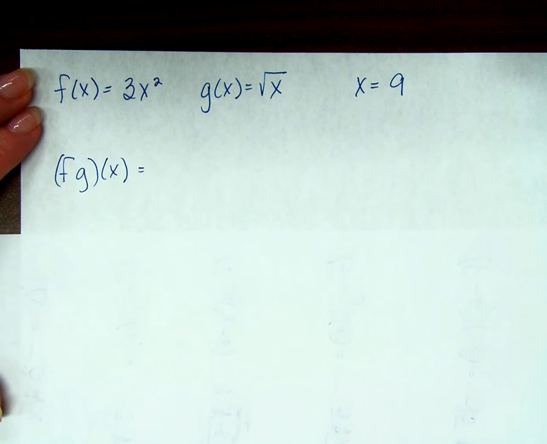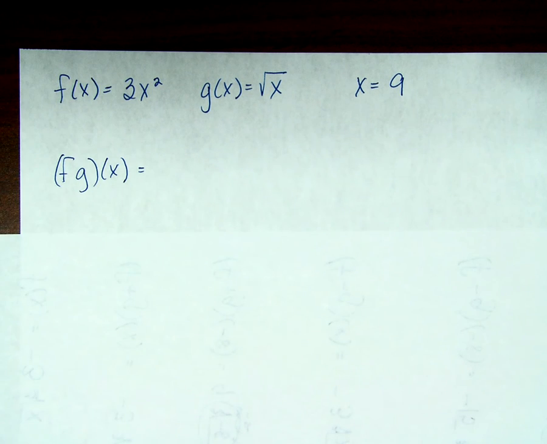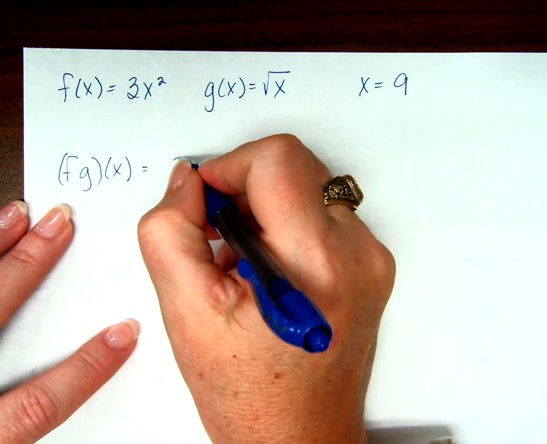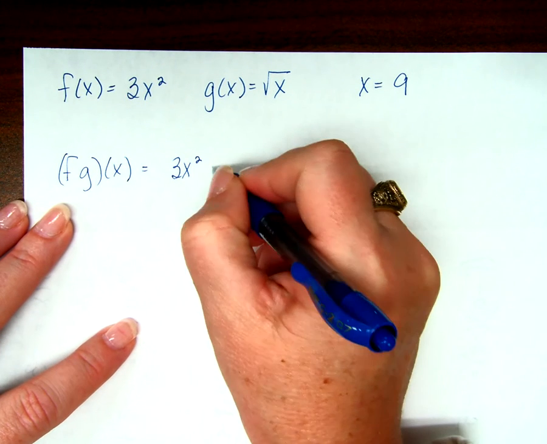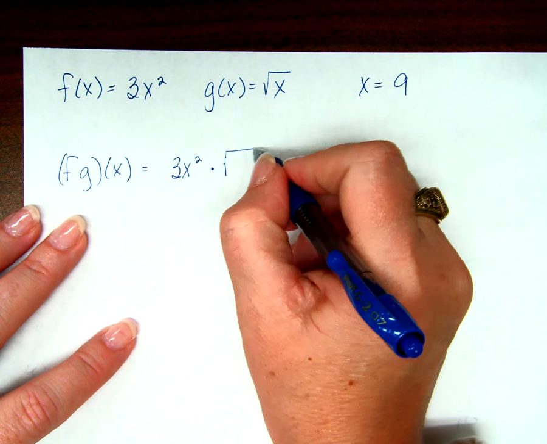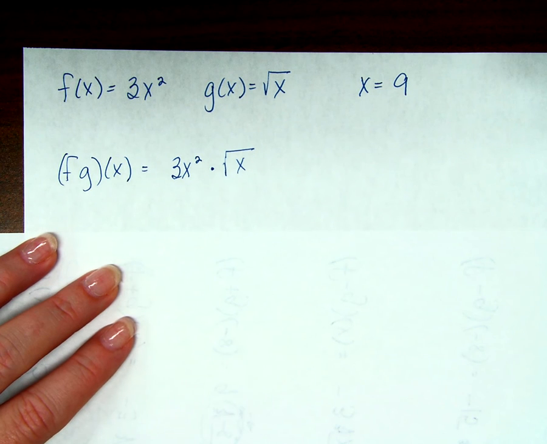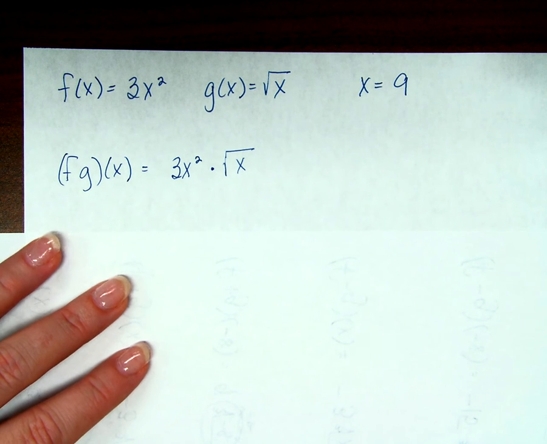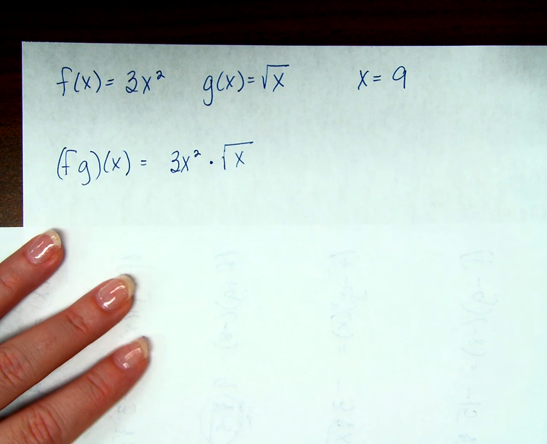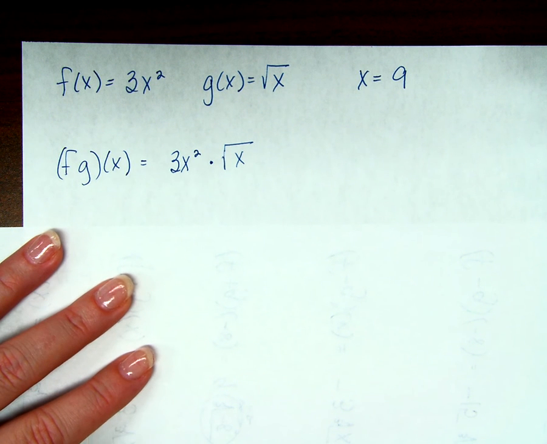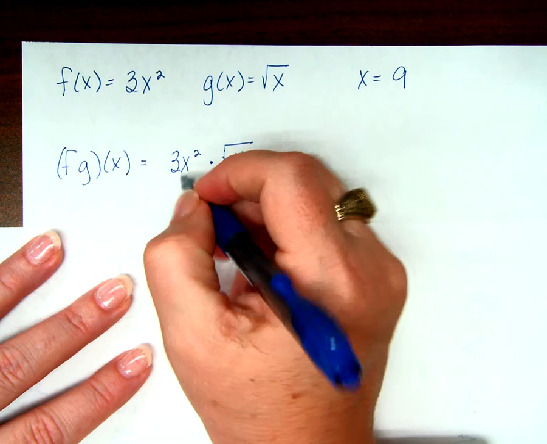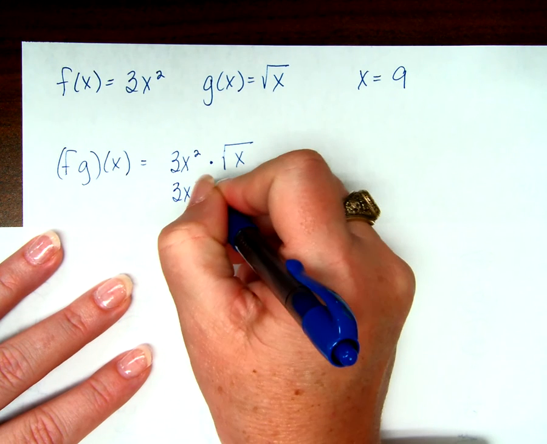Multiplication. Okay? So we're going to say f of x is 3x squared times g of x, which is the square root of x, right? I don't like the way that this is set up. I think it's easier, in my own opinion, to write it a different way because I think it makes more sense. The way that I want to write it is this.